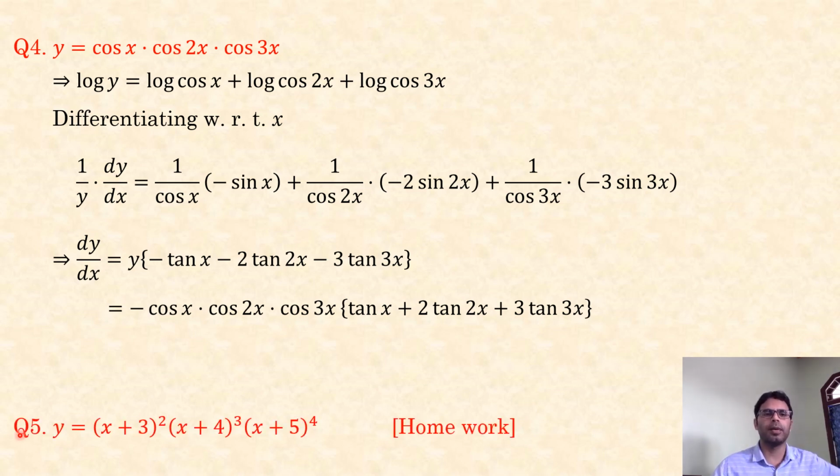And this question is homework for you: y is equal to (x plus 3) whole square into (x plus 4) whole cube into (x plus 5) whole to the power 4. It is whole cube, not square, and whole to the power 4. Then if you take logarithm, this product will become a sum and these powers will come out of the logarithm. After that you take the differentiation and you will get the answer as in the previous problems.